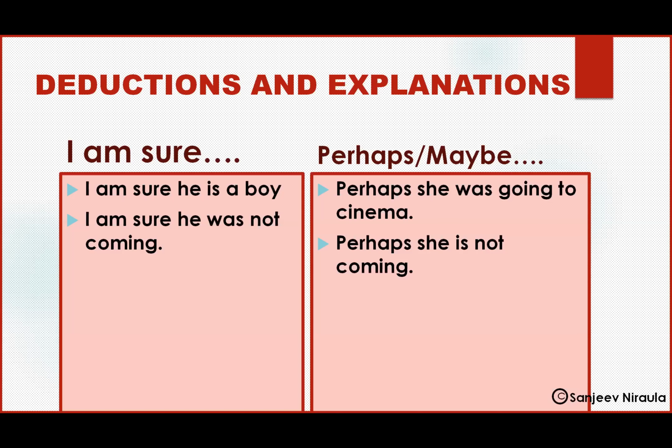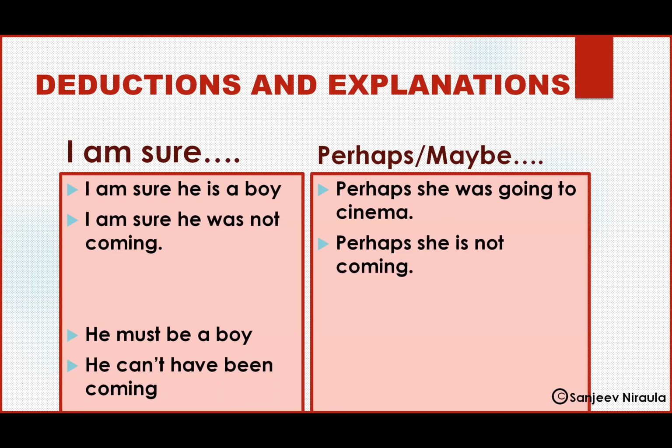I'm sure he is a boy. This statement is positive, so we are using must. Similarly, we convert is into be, and the answer is he must be a boy. In the second sentence, I'm sure is negative, so we use can't, and we change was into have been. He can't have been coming.